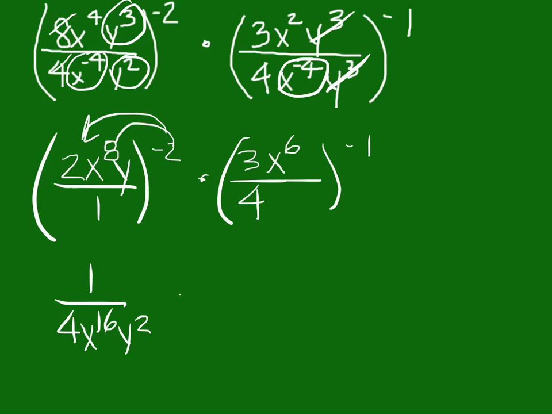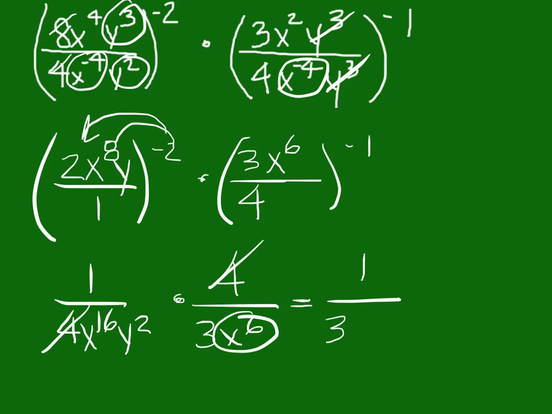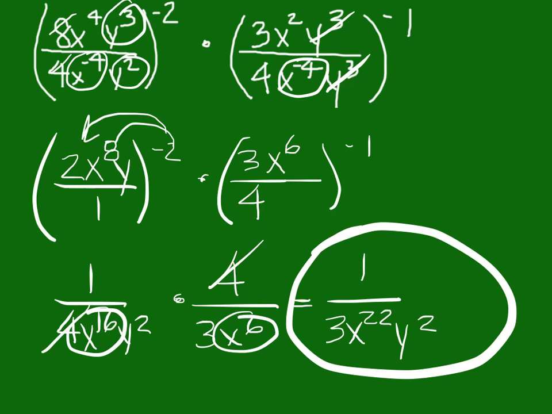On the other side, you just flip it. 4 on top and 3x to the 6th on the bottom. Notice that this 4 and this 4 cancel out. And when you multiply straight across, you just have a 1 on the top, and on the bottom, a 3. X to the 6th, x to the 16th is x to the 22nd, and then you have a y to the second.